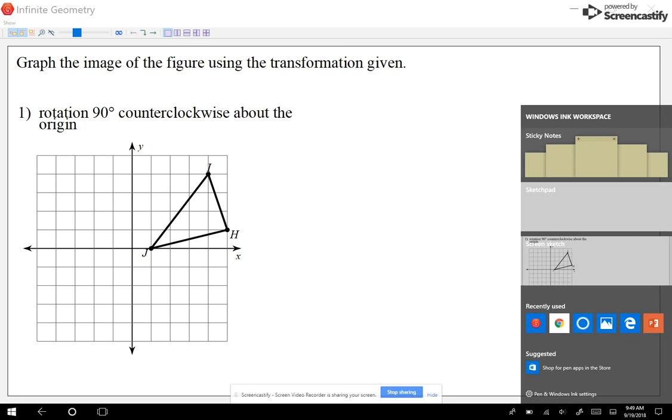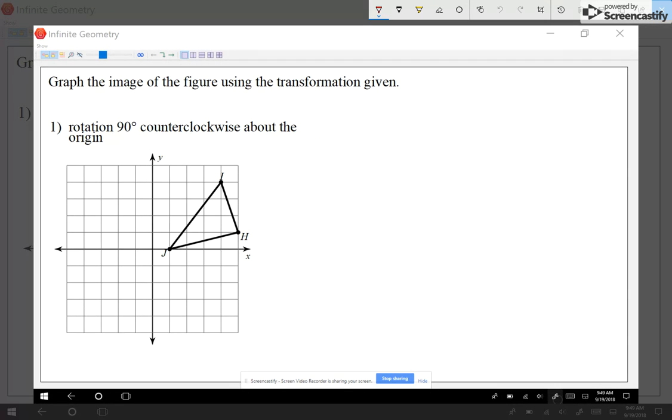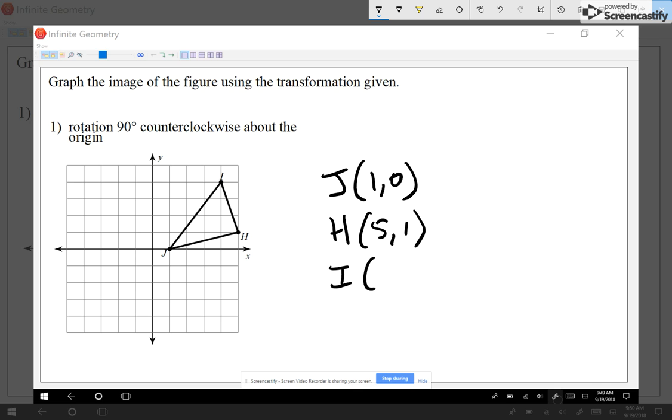So looking at our first example here, it says graph the image of the figure using the transformation given. So what I'm going to do, I'm going to get the coordinates of the points as they are now. I have that J, it doesn't matter where we start. I have the J as it is 1, 0. If I look at H as it is 5, 1. And if I look at I, the coordinates of I are 4, 4.